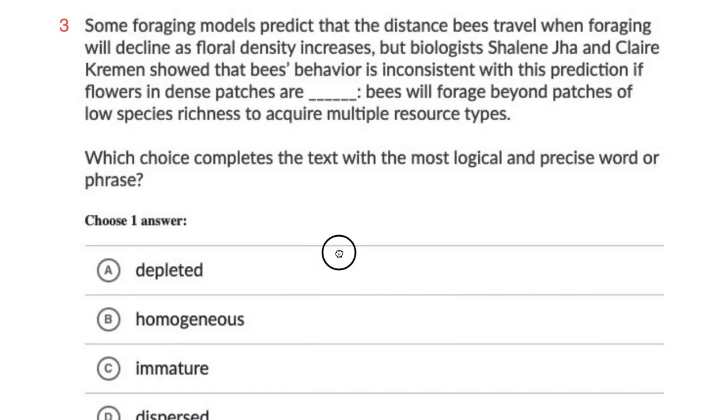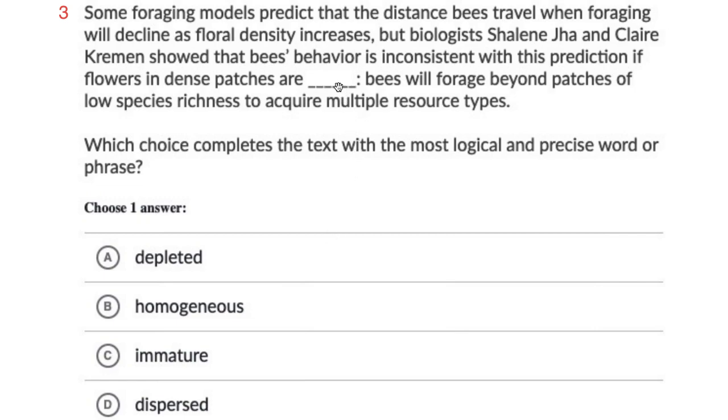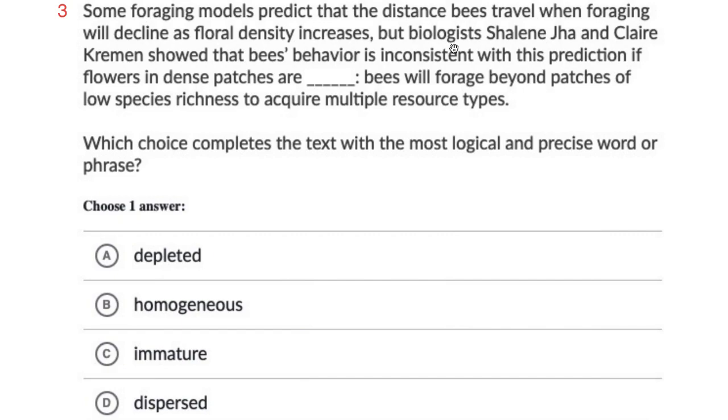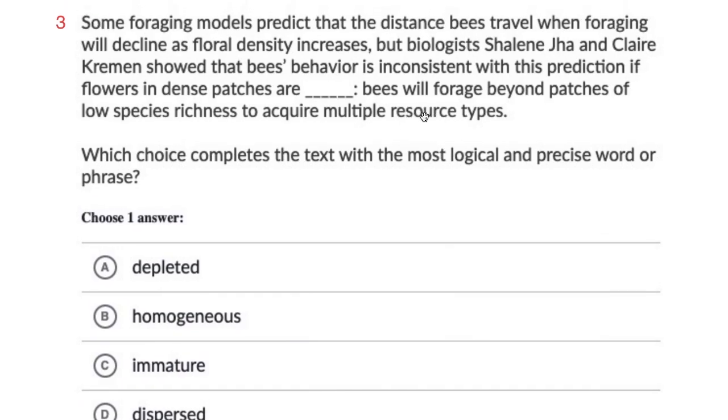But that's what's going on with number 2. Some foraging models predict that the distance that bees travel when foraging will decline as floral density increases. But biologists Shalene, Ja, and Claire Kremen showed that bees' behavior is inconsistent with this prediction if flowers in dense patches are blank. And that is because bees will forage beyond patches of low species richness to acquire multiple resource types. So another fairly dense little passage here.